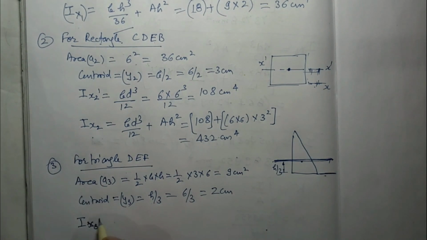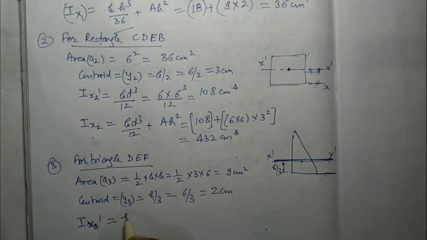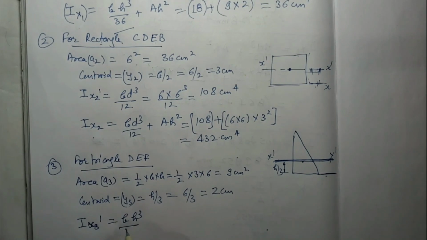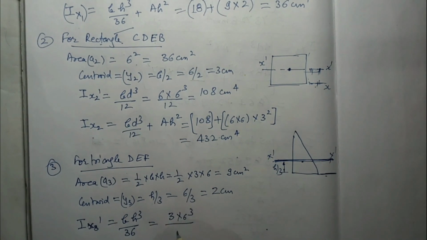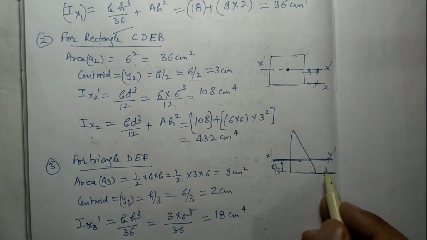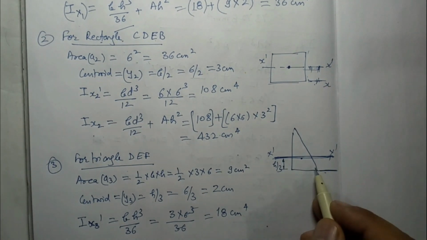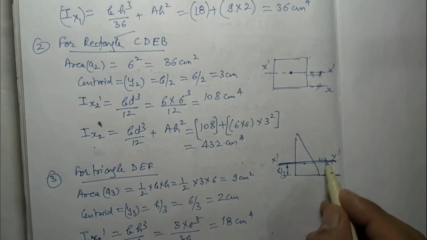About this x dash, we have the direct formula, bh cube by 36, which is equal to base 3 into h cube, 6 cube, divided by 36, so we get 18 centimeter power 4. This is the value of the moment of inertia about the x-axis passing through the centroid. Now we will find the moment of inertia about this axis. By the parallel axis theorem we can shift it here.